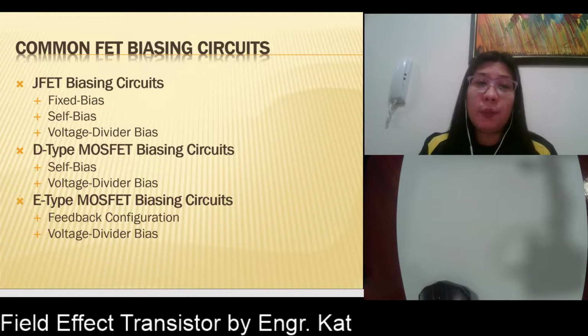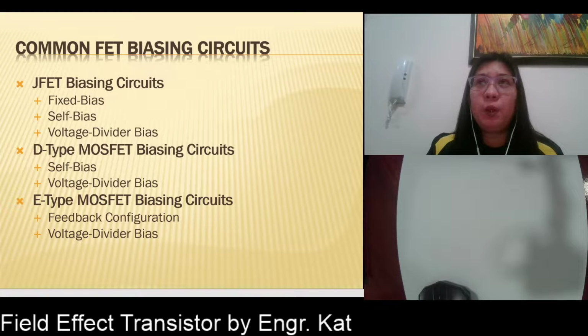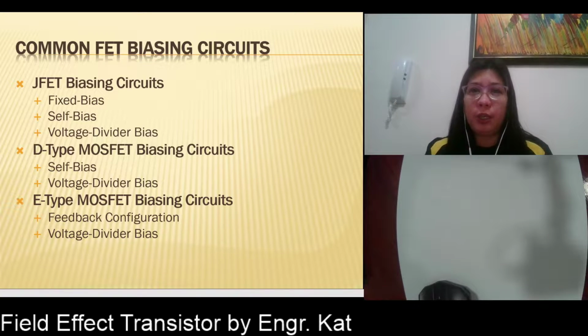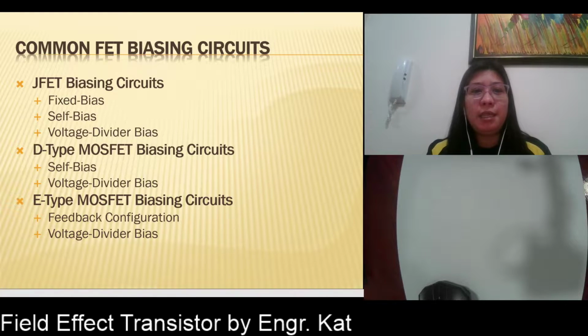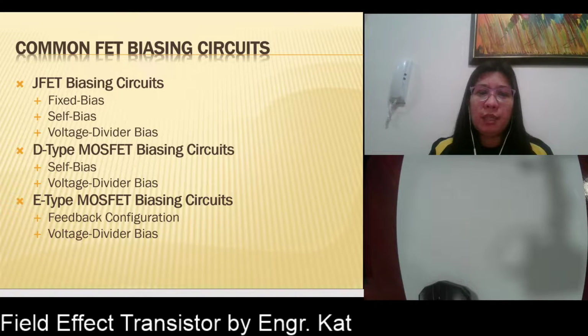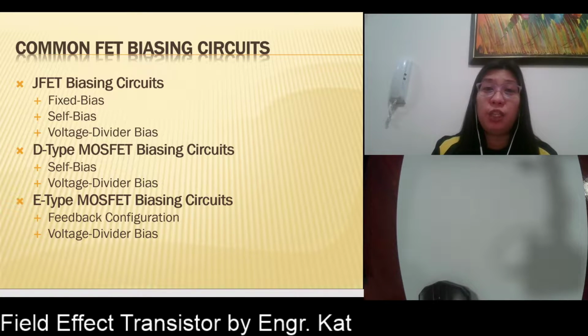For this discussion, we will be talking about the common FET biasing circuits. So what are those? For JFETs, we will be discussing three types of biasing circuits, and that is fixed bias, self-bias, and voltage divider bias. And then we will be discussing the D-type MOSFET. The biasing circuits that we're going to discuss are the self-bias and the voltage divider bias.